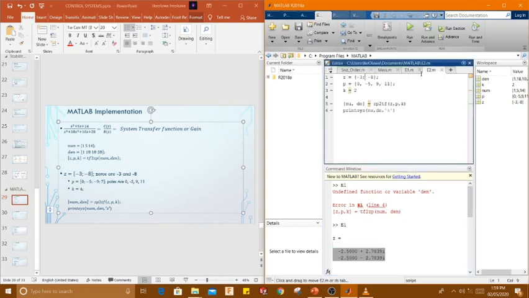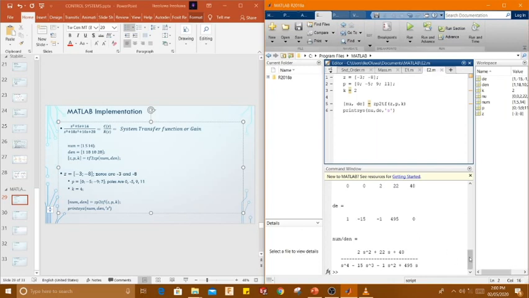Now, I have to make a correction here. Now, this has to be changed to a column vector by using semicolons instead of commas or spaces. So when I do that, by the time I run this, I have my results. Okay?